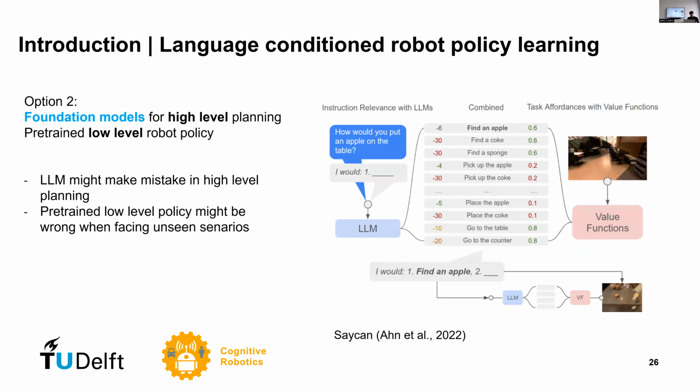And the second method is to use foundation models for high-level planning and use a pre-trained low-level robot policy to execute it. One representative work is SayCan from 2022, where they use large language models to do high-level planning based on affordance grounding, and they execute those actions by CLIPort or another low-level robot policy. However, those large language models might make mistakes in high-level planning, and the pre-trained low-level policy might fail in unseen scenarios.